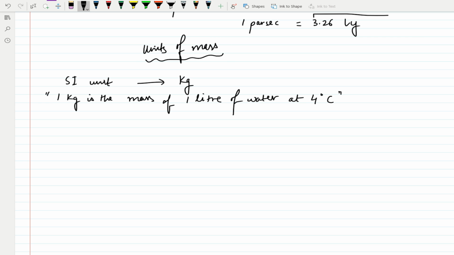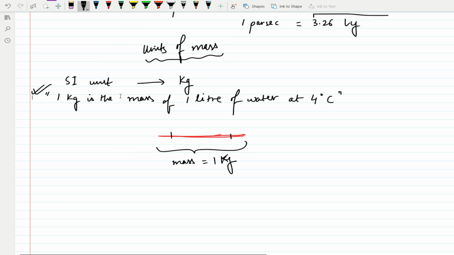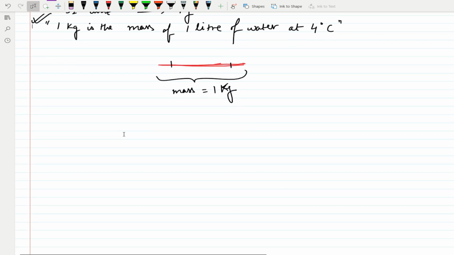Now what was the older definition of mass? So if you remember the platinum iridium rod, yes, this particular rod, in which we had marked 2 points to find the distance between them as length. So the weight of this platinum iridium rod, the mass of this, was taken to be 1 kg. So a random rod whose mass was considered to be 1 kg. But now if you are asked to define mass, we will define it as this. Understood? So now we will have to study about the subunits of kilogram.